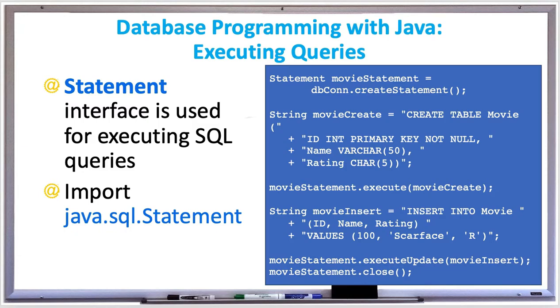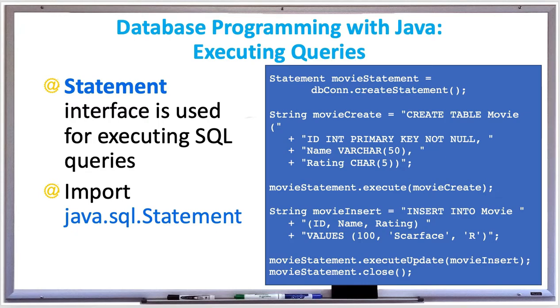And then to execute that query, to create the table, we'll say movieStatement, which is our Statement object, .execute, which executes any SQL statements and can even be used for creating tables like in this example. After it's executed, it returns a Boolean value of true if a ResultSet object is generated. Then we create another string query called movieInsert, where we're inserting the movie Scarface into the movie table. And we're passing in values ID, name, and rating of 100, Scarface, and rated R.